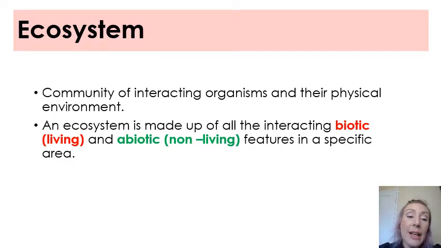So an ecosystem is made up of interacting biotic and abiotic features, okay, in one particular area. So that's a different definition, but you can see the elements are still there. So we've got in there the idea of our biotics, our community of interacting organisms, and the abiotics, the physical environment. Okay. Right, so let's explore some examples.